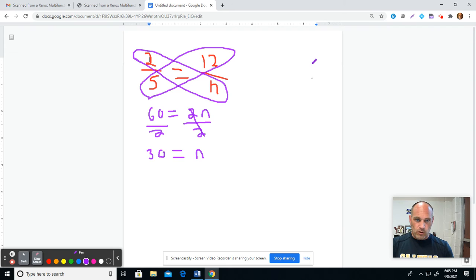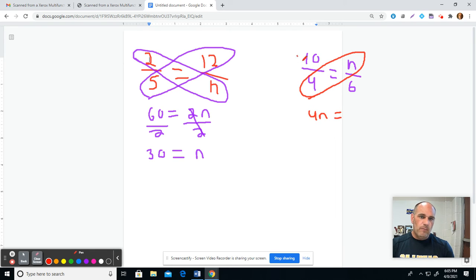The next problem on our homework is this. We have 10/4 equals n/6. Now here, I'm not sure what to multiply 4 by to make 6. So we're going to do our cross multiplying. I'm going to cross multiply this direction. 4 times n is 4n equals, if I multiply this direction, 10 times 6 is 60. So we're set up with our multiplication equation.